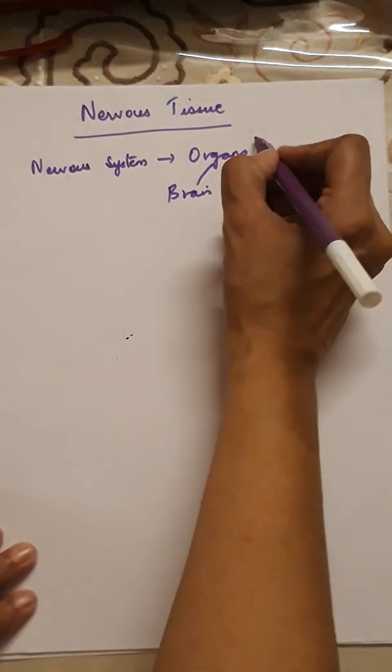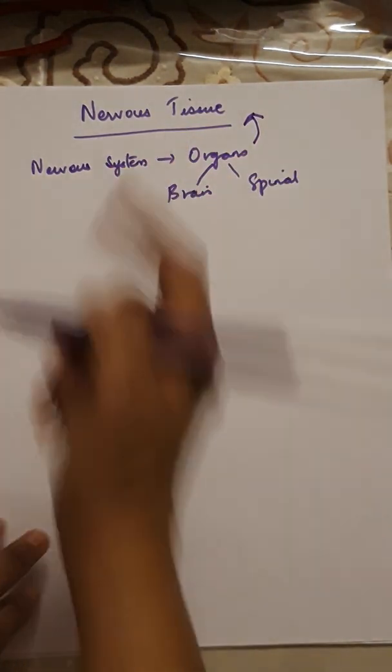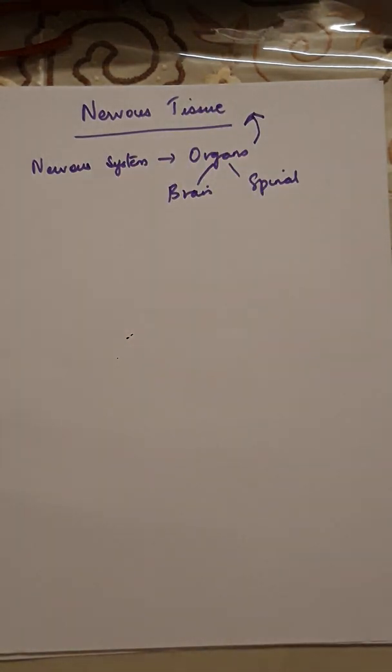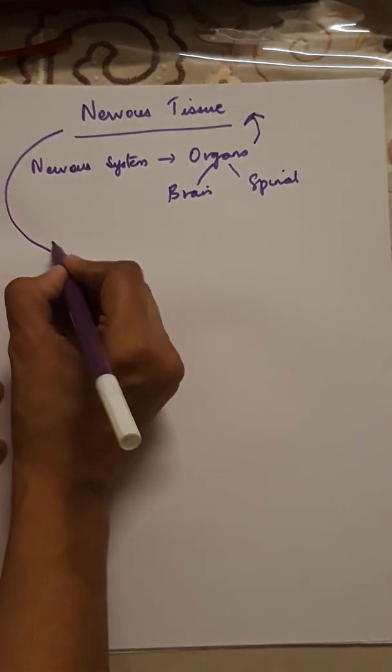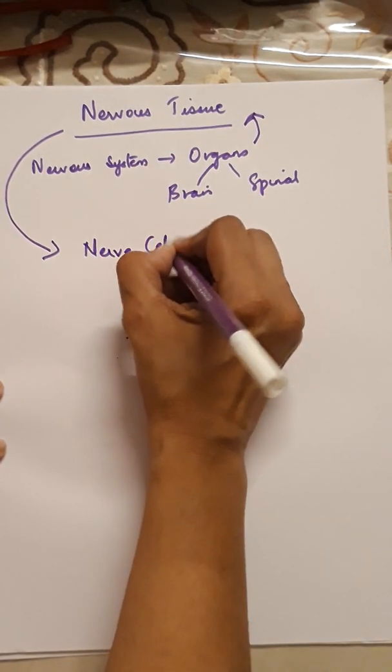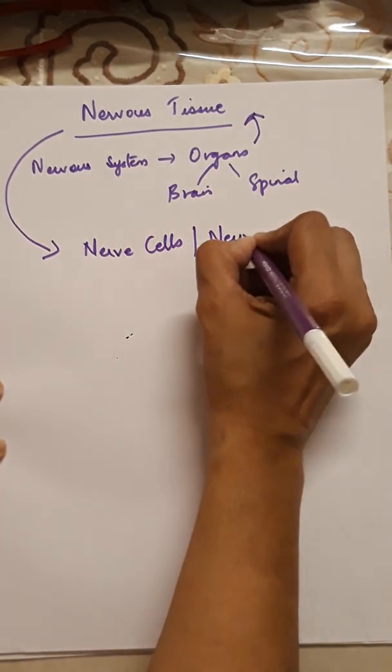And these organs in turn are made up of tissues. So the tissues that make up the brain and the spinal cord are nothing but the nervous tissues. And we know that a tissue is a group or a collection of cells. So many cells together make up a tissue. Now the cells which make up a tissue are called nerve cells, or we just call them neurons. Now in today's lesson, we are going to study the structure of a nerve cell, or a neuron.